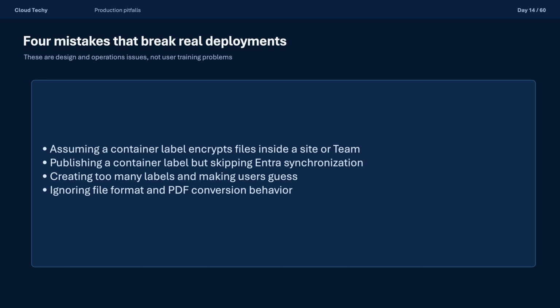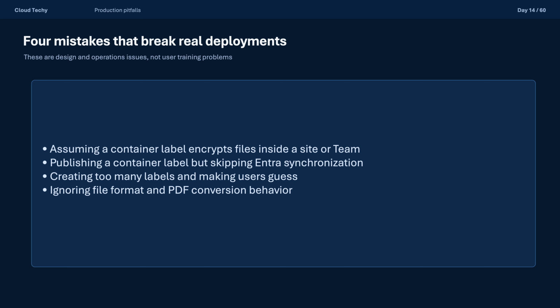There are 4 mistakes that cause most sensitivity label deployments to disappoint. The first is assuming that a container label encrypts the files inside a SharePoint site or a team. It does not, and this misunderstanding creates a false sense of security. The second is publishing a container scope label and forgetting the Entra synchronization step, which leaves administrators wondering why the label is not available in Teams or site creation experiences.